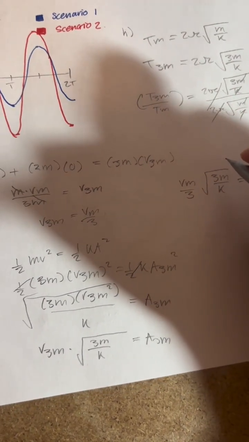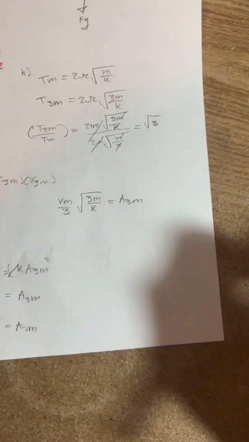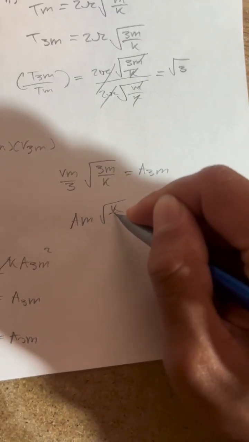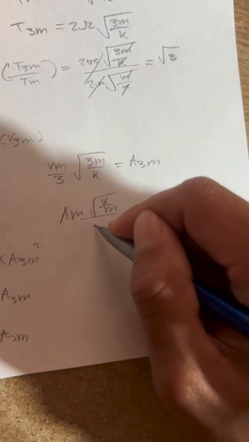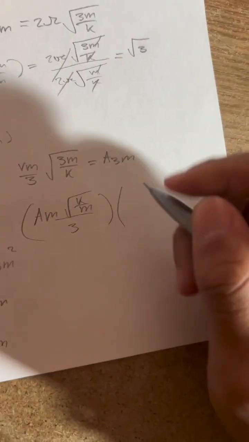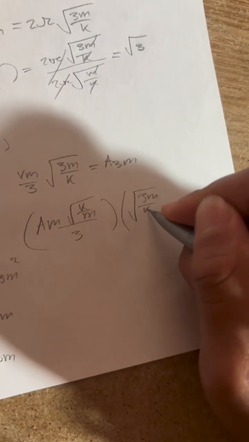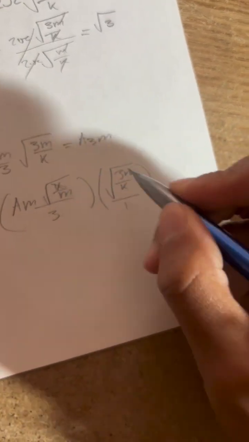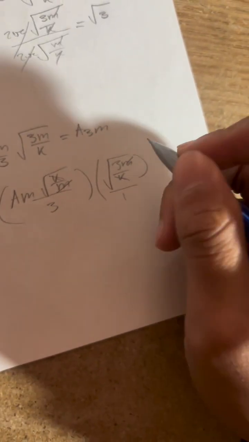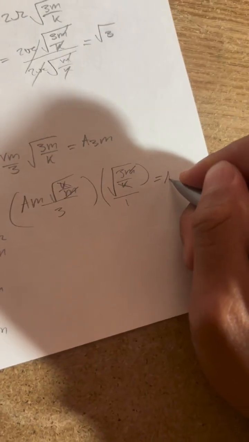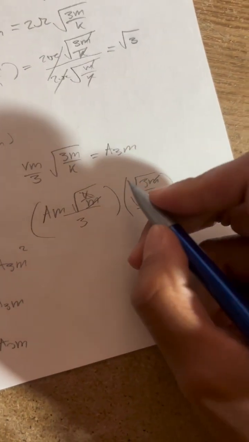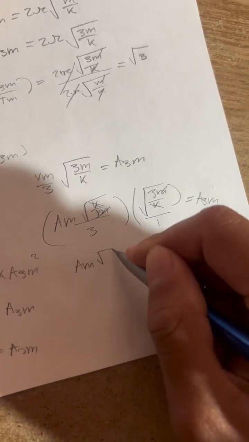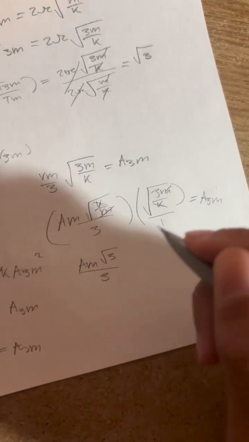Well, vm over 3, okay, now here v can be written as am rad k over m over 3, and multiplied by rad 3m over k over 1. You'll see that this cancels out, and I'm gonna set this equal to a3m. I forgot. So then really your am is rad 3 over 3.